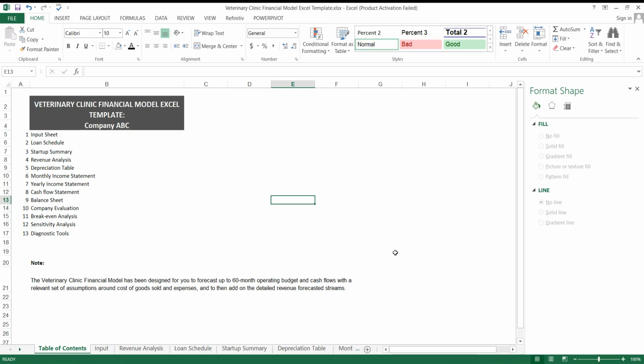Here's a financial model that has been designed to assist the financial needs of the business, so it can enable you to maximize profits and achieve business growth. This financial model is for a veterinary clinic.